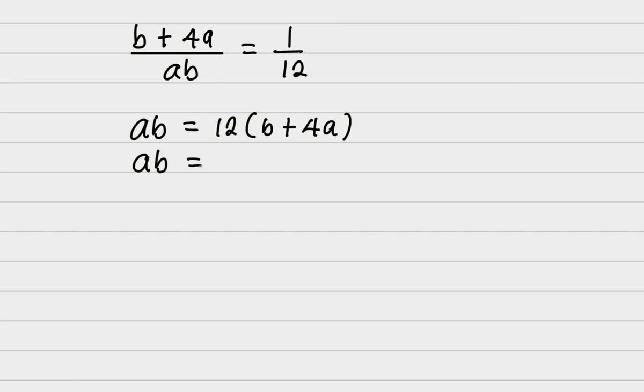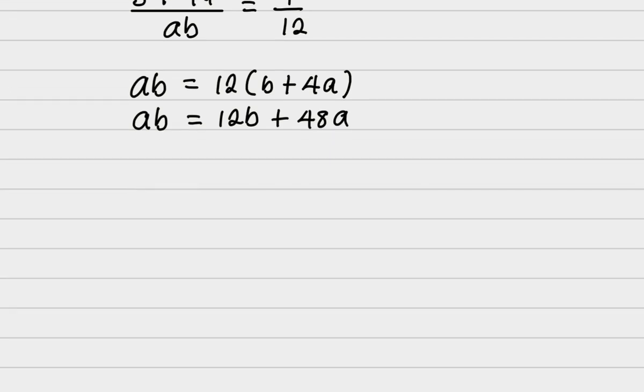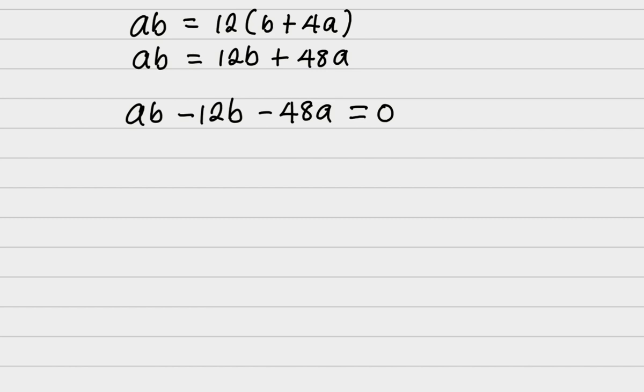Now AB will be equal to 12B plus 48A. Now I will shift my values to the left hand side so that I have AB minus 12B minus 48A is equal to 0. Now you see, we have two unknowns and just one equation. What can I do? I think I should just factorize. This is the only one that I can factorize for now.